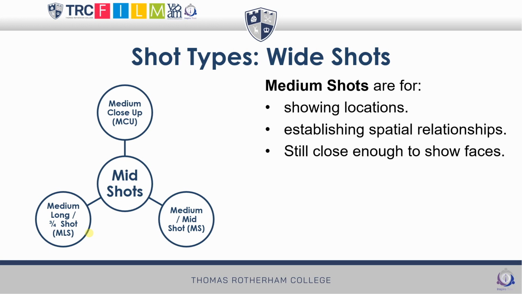The thing about mid shots is that they're for showing locations. We can see the background more than we can in a close shot. They're very good for establishing spatial relationships. By that I mean where people are in frame, how far away they are from each other, the proxemics I was mentioning earlier, okay? Still close enough that we can see people's faces, we can see their expressions, but we've got some idea of what's going on in the background as well.